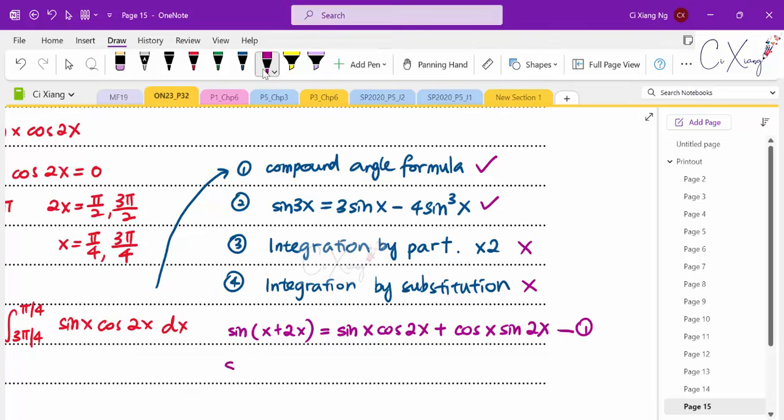Then for the second equation, I want to use the same set of identity, but I want to have a minus. So when I have sine (A minus B), when I expand it, I'm having sine A cos B minus cos A sine B.